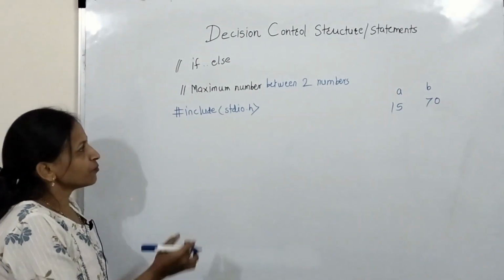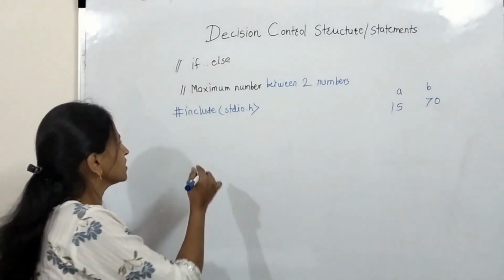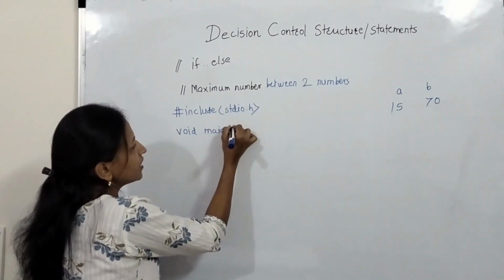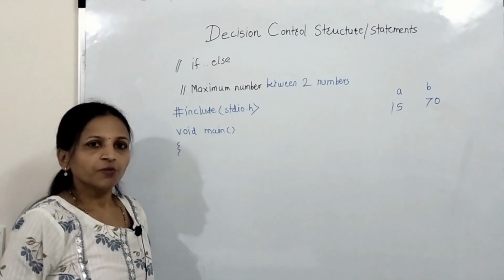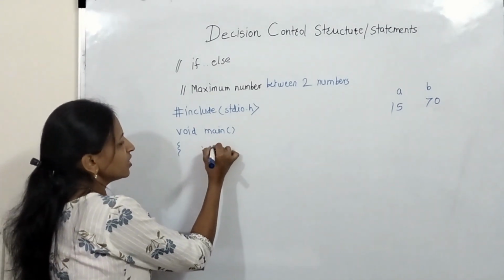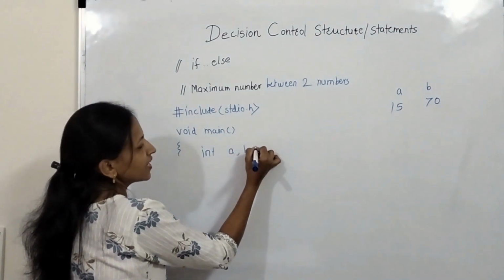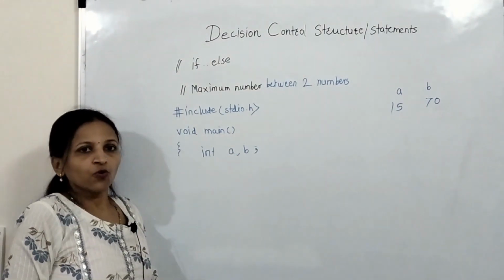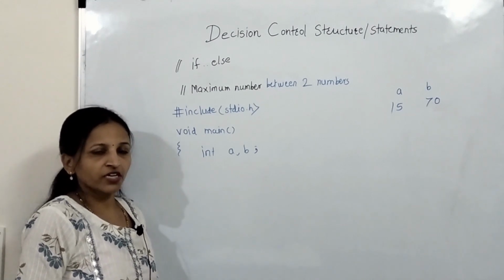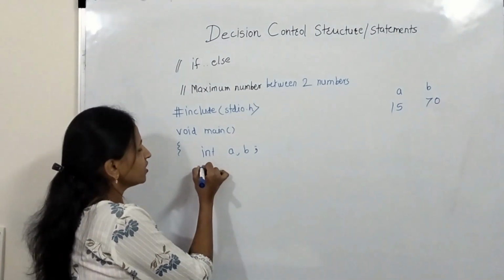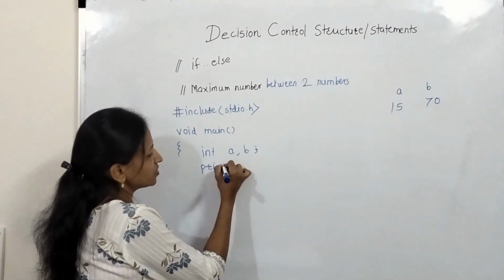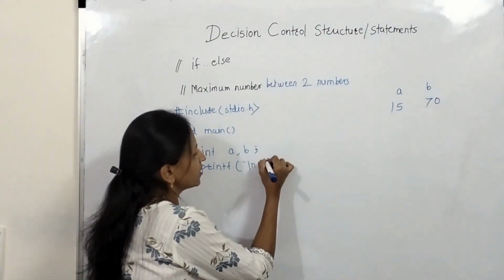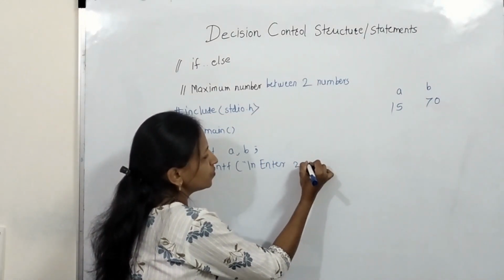Now how to do that program? Just include the stdio.h header file. After that we will write void main. This is the main function of our C program. Execution starts here. Now we have to declare two variables here, let A and B. These two variables A and B will hold the two numbers entered by the user. For that we will place one message to the user first, like printf enter the two numbers. In that way, enter two numbers.